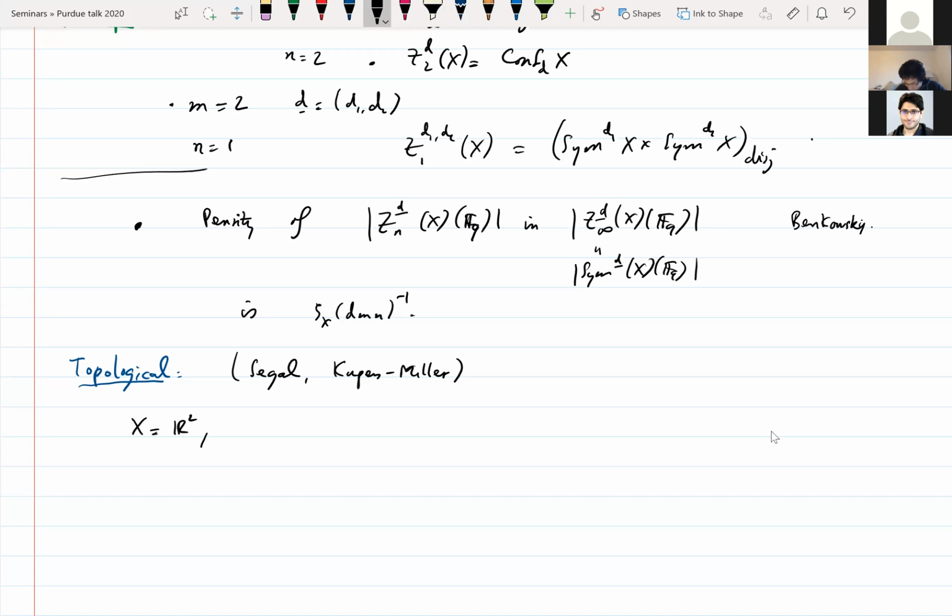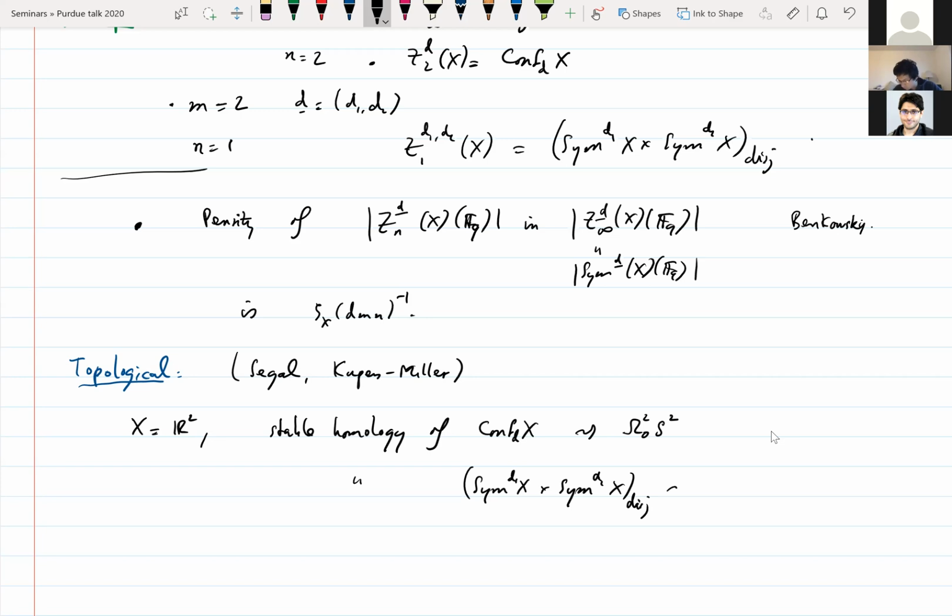Then we know that the stable homology of Conf X goes to the stable homology of the double loop space of S2, whereas the stable homology of, so there's a D here, CMD1, CMD2x, disjoint, goes to the double loop space of CP infinity, wedge with CP infinity. And these two are homotopy equivalent.